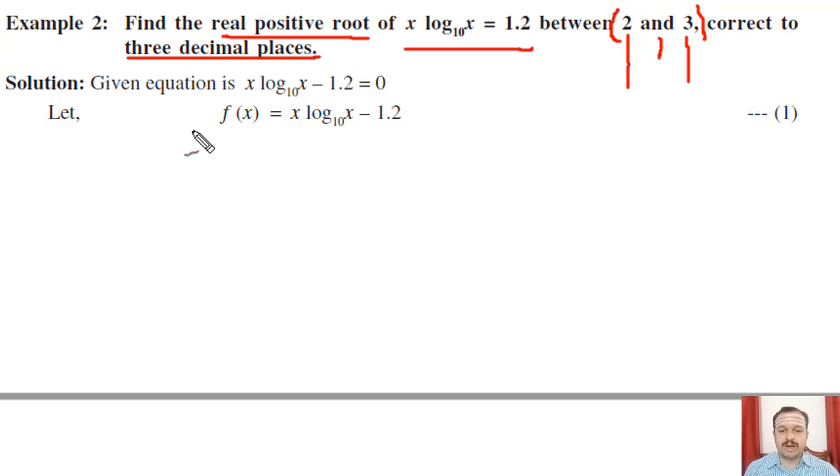Now, as usual, we have to collect all the terms on the left hand side. So let us take it to this side. This is as it is. The 1.2, if we take it to the left hand side, will become minus 1.2 like this. So this entire thing is now f of x equal to 0. That is the given equation. So here f of x is this much. This is the first job we have to do.